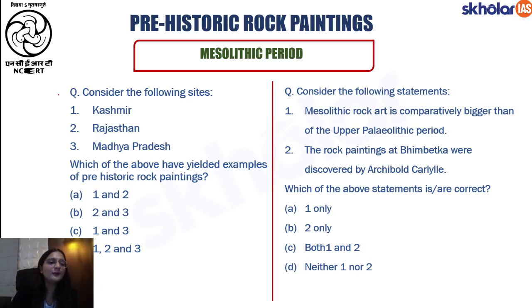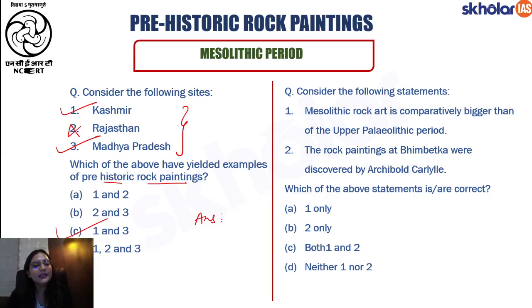Now under that students, the first question is that I have given you names of 3 sites and you need to identify that which among these have yielded examples of prehistoric rock paintings. Now under that students, I had told you that Kashmir and Madhya Pradesh which also comprises of the Bhimbetka rock shelters, have yielded rock paintings. However, Rajasthan is not a part of it. Okay, so that is why our final answer will be option C, that is Kashmir and Madhya Pradesh have yielded examples of prehistoric rock paintings.